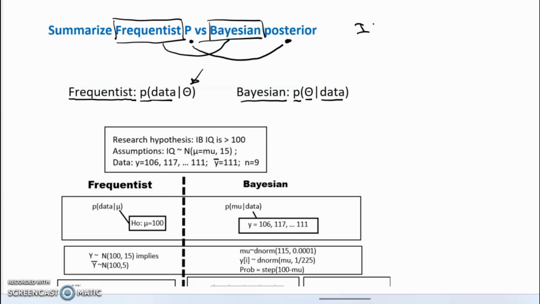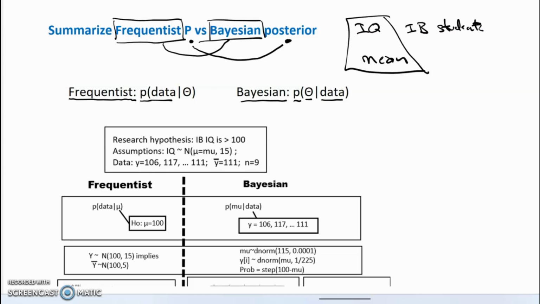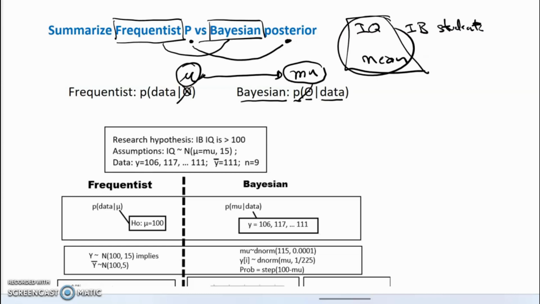To illustrate that, we're going to use the example of the IQ of the IB students. And just some notation, the parameter that we're going to be dealing with is the mean IQ of the IB students. When we do the Frequentist approach, I'll tend to use the symbol mu, whereas with the Bayesian approach, I'll use the word mu. These two things mean exactly the same thing, the mean IQ of the IB students. It's just that in doing math, we tend to use symbols, but when I write the RunJags code, I need words, and the word I'm going to use is mu.